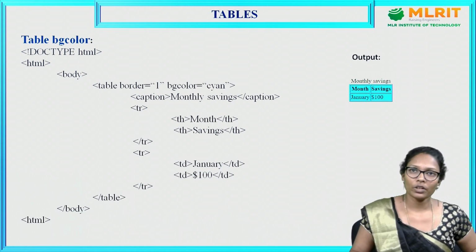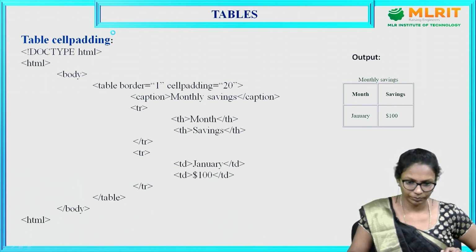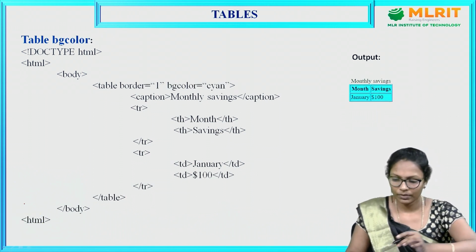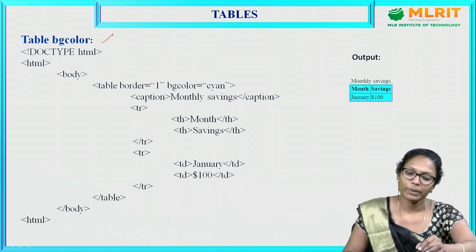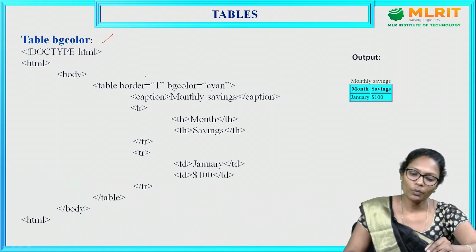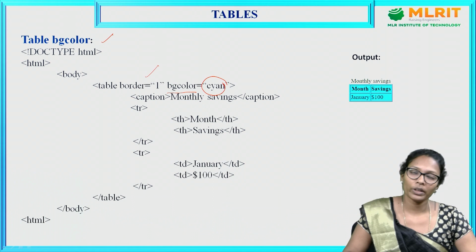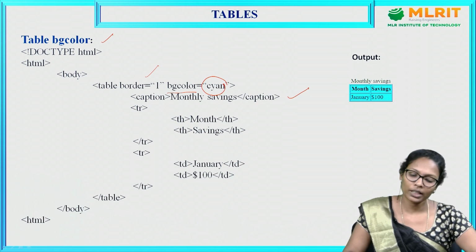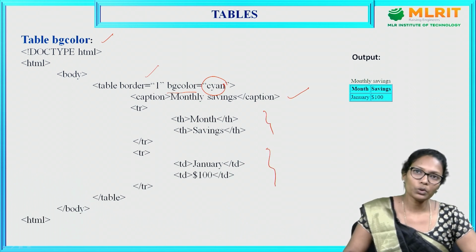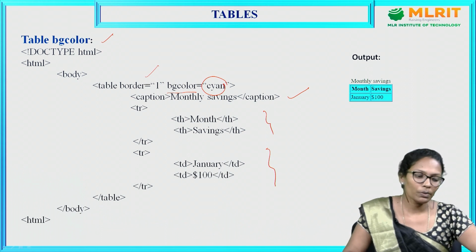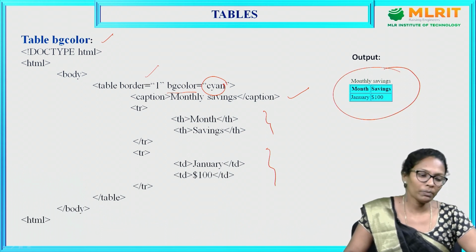So next attribute is BG color, background color. Along with the border, I am adding one more attribute, that is BG color, which stands for background color. Here I am giving the background color as cyan. Instead of cyan, you can give blue, yellow, red, white, whatever you want, you can specify that corresponding color. The same program, the caption again, I am creating two rows with two columns, month and savings. Now if you observe the output, the background of the table will be in cyan color.